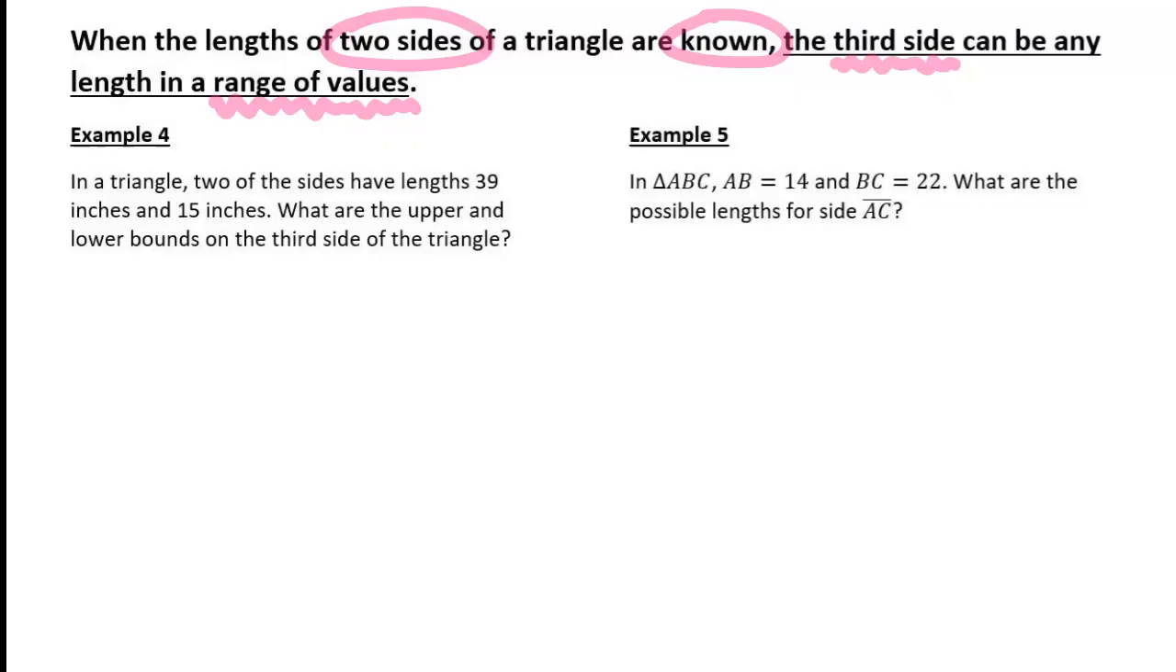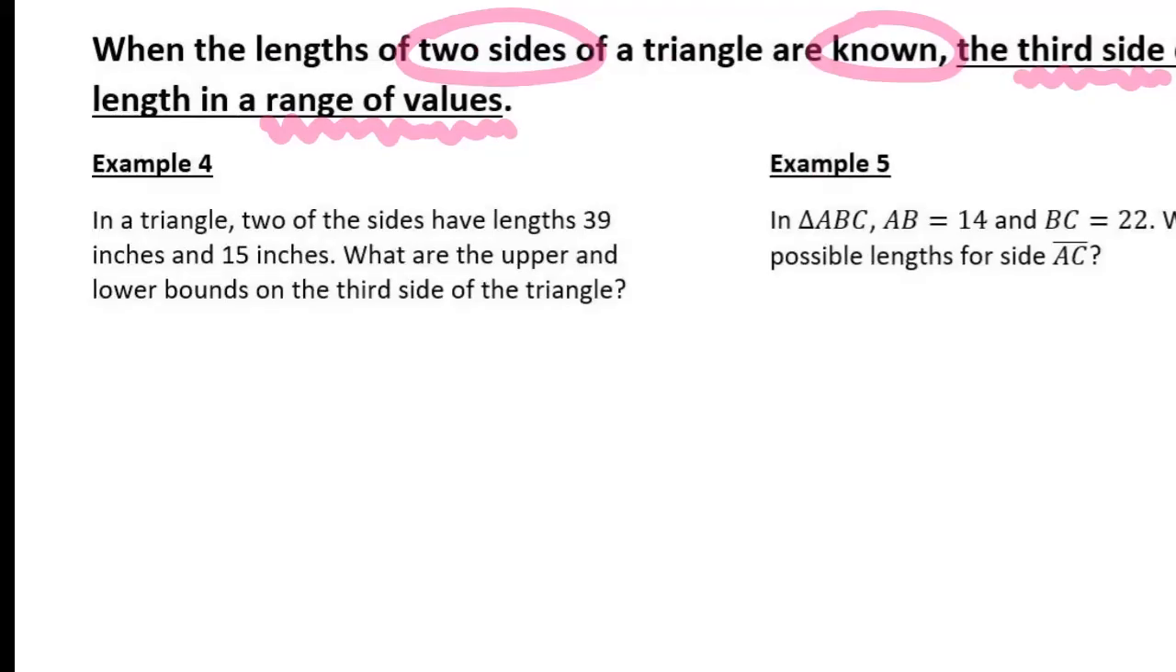So instead of me telling you all three sides and saying, can this make a triangle? I'm only going to tell you two sides, and I want to know what's the biggest the third side could be and still make a triangle. What's the smallest the third side could be and still make a triangle. So we are going to find the upper and lower bounds on the third side of the triangle.